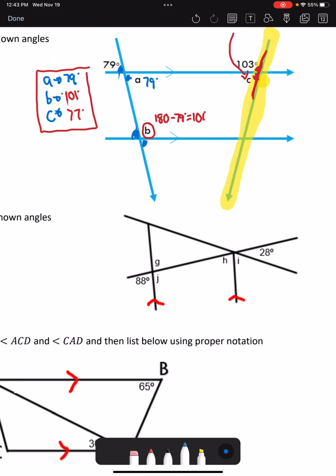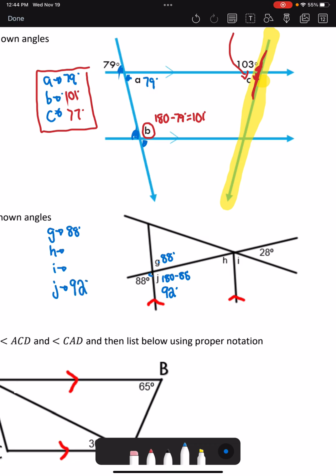So from here, if this is 88 degrees, G is 88 degrees because it's opposite angles. And then I'm just going to make a list. So I have G, H, I, J. So G is 88. So then J is going to be 180 minus 88, which is 92 degrees. So I know angle J is 92.